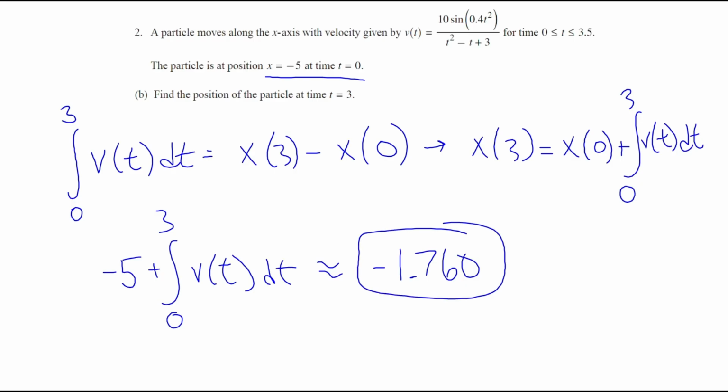And that was actually worth 3 points. So 1 point just for having an integral from 0 to 3 of v somewhere, 1 point for using the initial condition, and 1 point for the final answer.